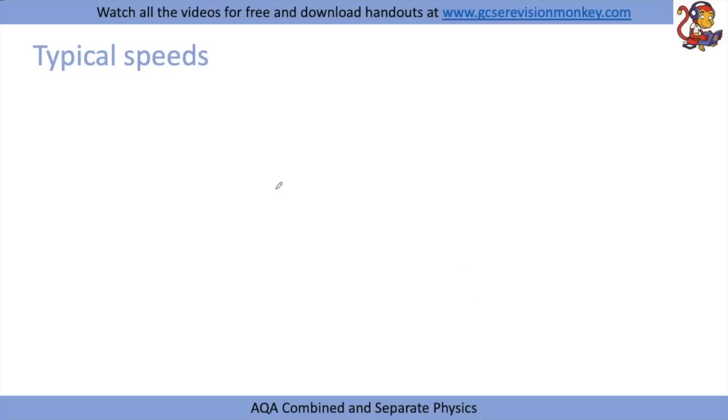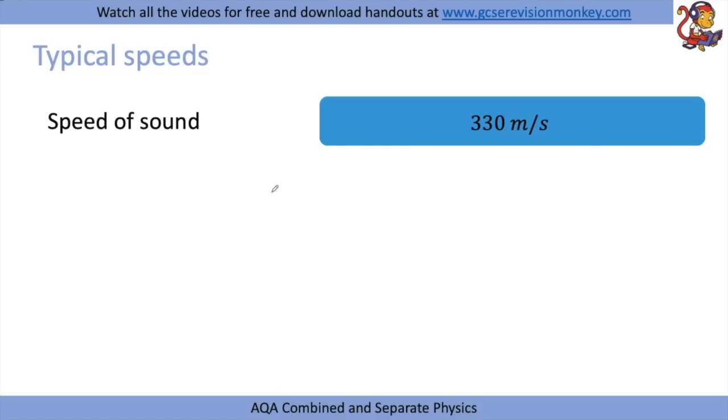A couple of other little facts then. Firstly, that the speed of sound is 330 meters per second. And also they just want you to have an understanding that the speed of wind varies. Okay, so sometimes it might be really fast wind, sometimes it would be really slow wind, as you probably know, but that's just one thing that they might ask you to apply your understanding of in the exam.